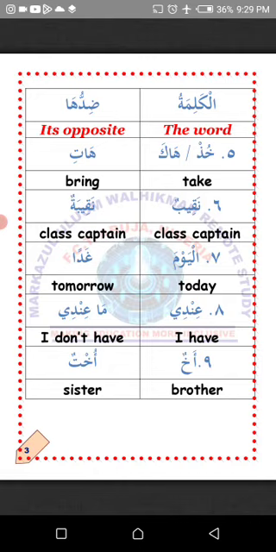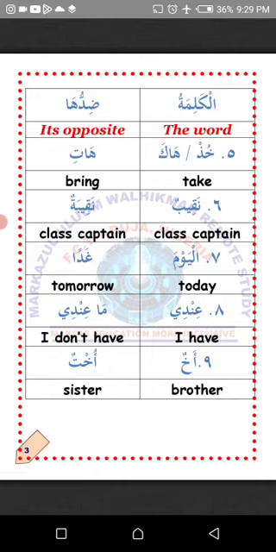Thamania, number 8: indi, I have. What is the opposite? Ma indi, I don't have. Indi kitabun, I have a book. Indi qalamun, I have a pen. Ma indi kitabun, I don't have a book. Ma indi qalamun, I don't have a pen.